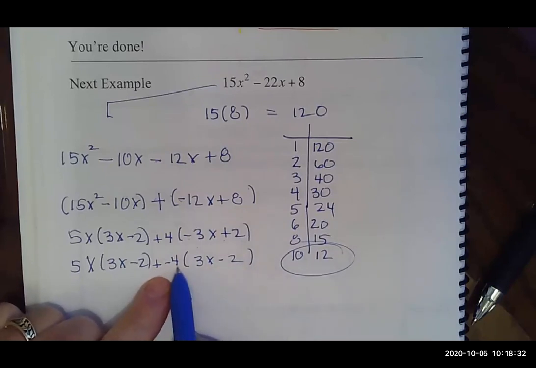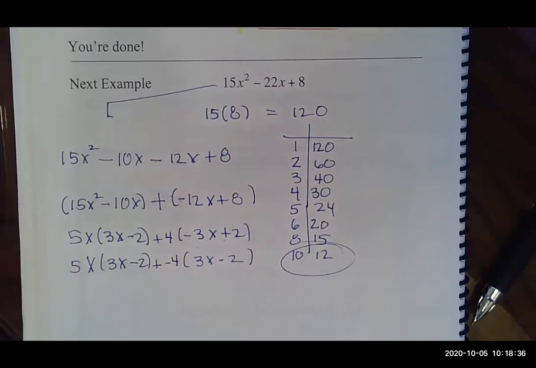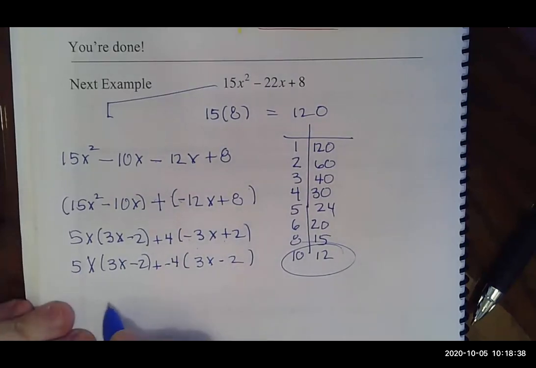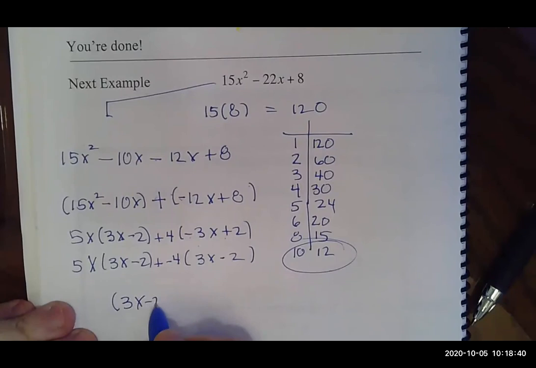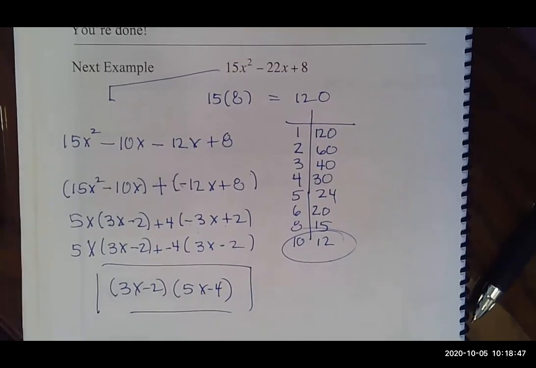Because look, -4 times -2 is +8, and that's -12. Hey, that works. And now they look the same. And you go 5x subtract 4, and that is the answer that we got doing it the other way.